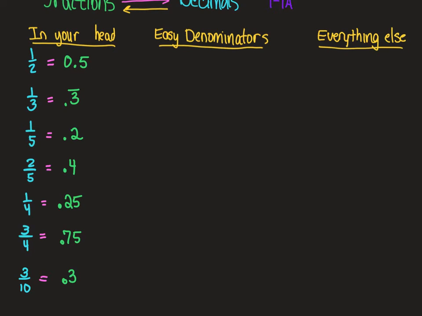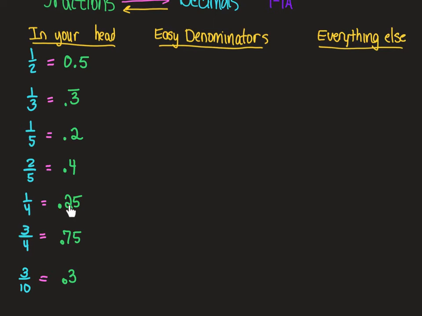Okay, how'd you do? Did you get 1/2 is 0.5, 5/10? Did you get that a third was 0.3 repeating? Maybe if you know 1/3, you also know 2/3. Do you know your fifths? Can you change your fifths into decimals? 1/5 is the same as 0.2, 2/5 is the same as 0.4. See if you can think about what 3/5 would be.